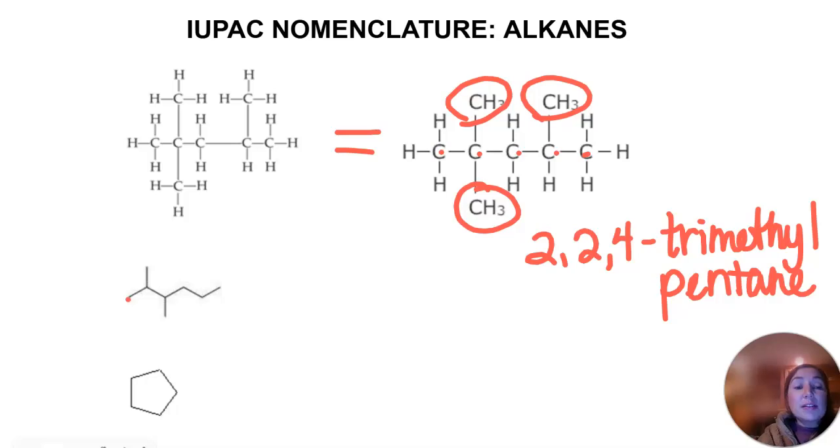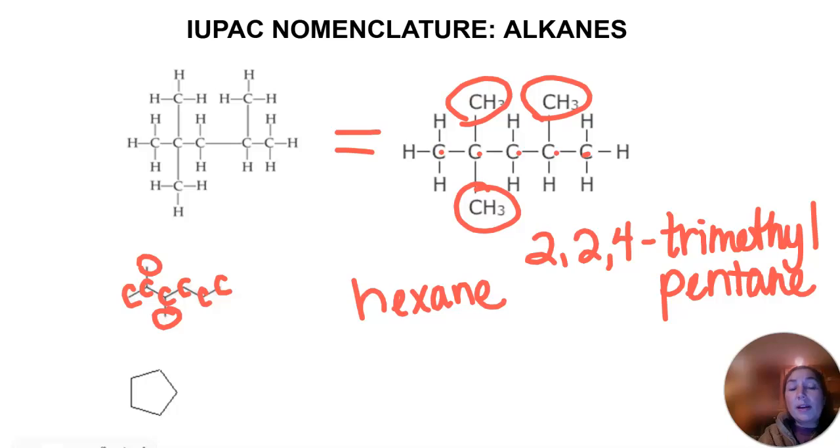Okay, let's look at this next one. Now remember that every point is a C. Sometimes it helps to draw them in. 1, 2, 3, 4, 5, 6 C's in a row. Looks like it's hexane as our parent chain. Now there's a methyl group here and here. There's a methyl group at carbon 2 and one coming off of carbon 3. And I'm pretty sure they should be 2 and 3, but let's check.